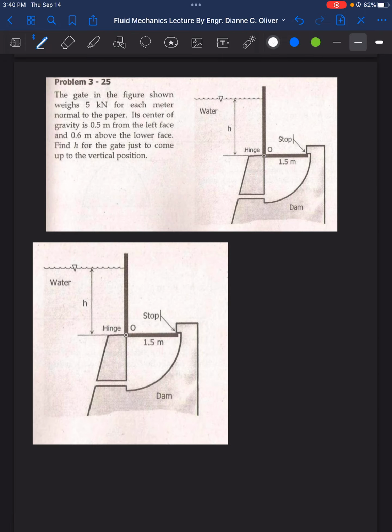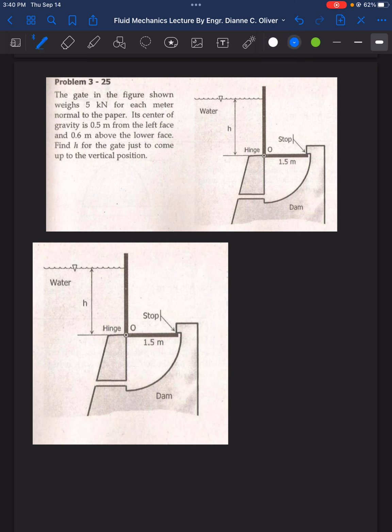This is problem number 3-25 under the topic plane areas. So the gate in the figure shown weighs 5 kilonewton for each meter normal to the paper. Its center of gravity is 0.5 meter from the left face and 0.6 meter from the lower face. Find H for the gate just to come up to the vertical position.